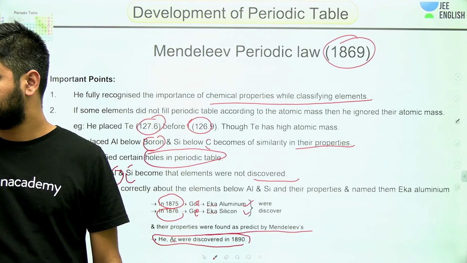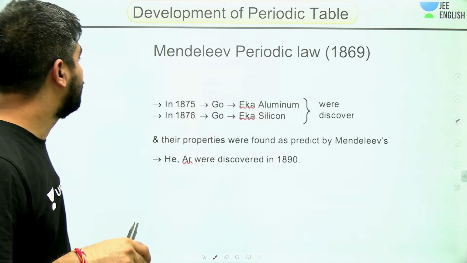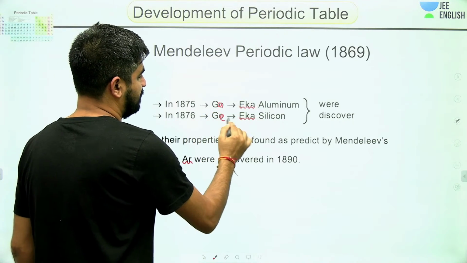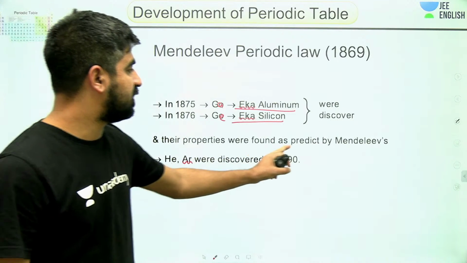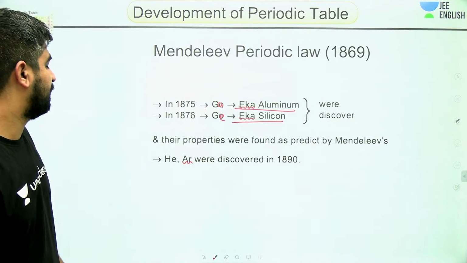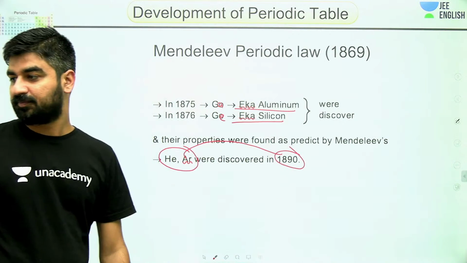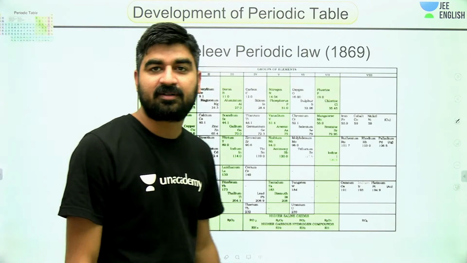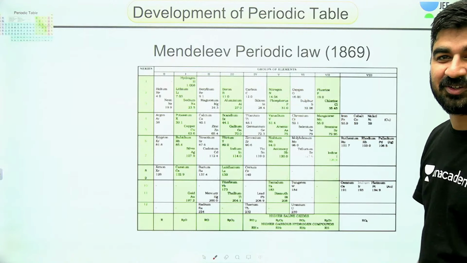Any doubt? So now let's move, guys. Mendeleev's periodic table. Now you know this is GA and this is GE. We call it Eka-aluminium and Eka-silicon, and their properties were found as predicted by Mendeleev. Helium and argon were discovered in 1890. Got it? So again, this was the original periodic table given by Mendeleev. Now I have already told you the clearer version of it.